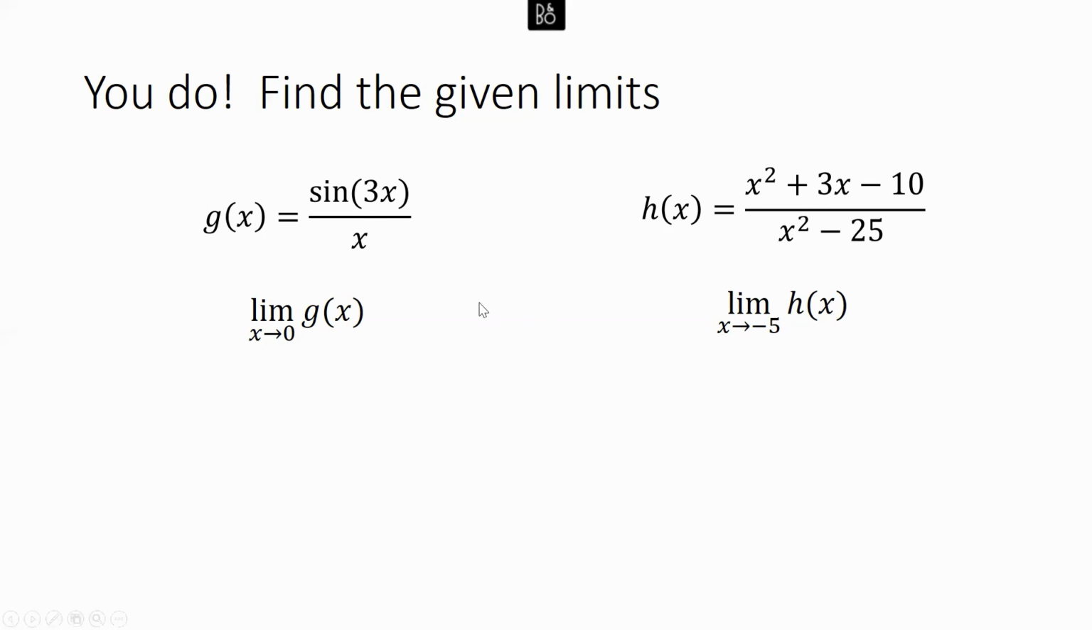So I want you to use numerical and graphical methods to determine the limits that you see here. Go ahead and do those, and I'll show those in the next video.